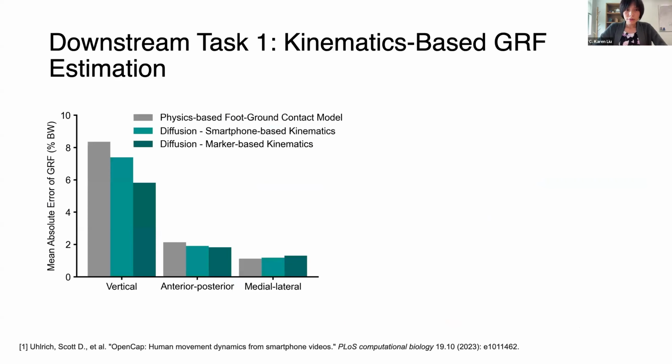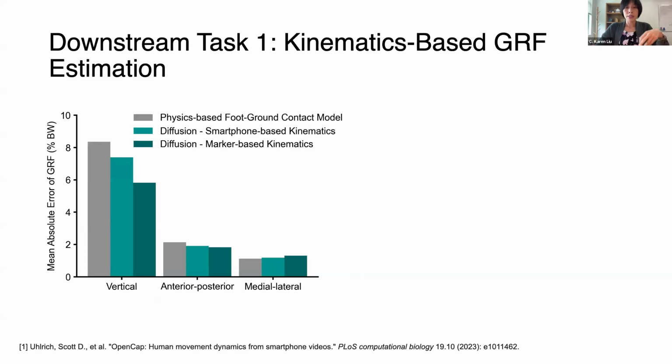And this is a result of a ground reaction force estimation. The gray bars here are the ground reaction forces generated by a physics model based on a Hahn-Crossley model to compute the ground reaction forces in the software called OpenSim. And the light green bars measure the accuracy of the diffusion model using kinematics information measured by the smartphone. So basically it's from a camera, a 2D camera.